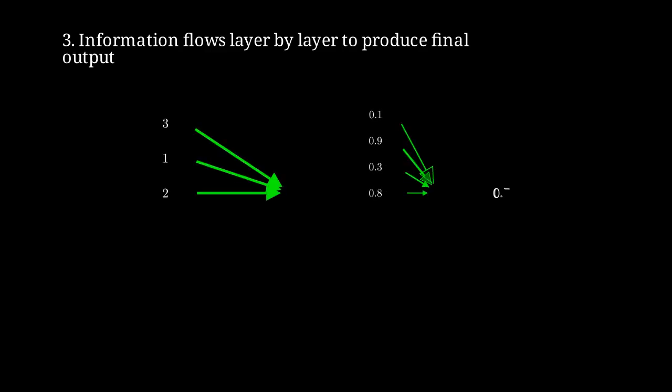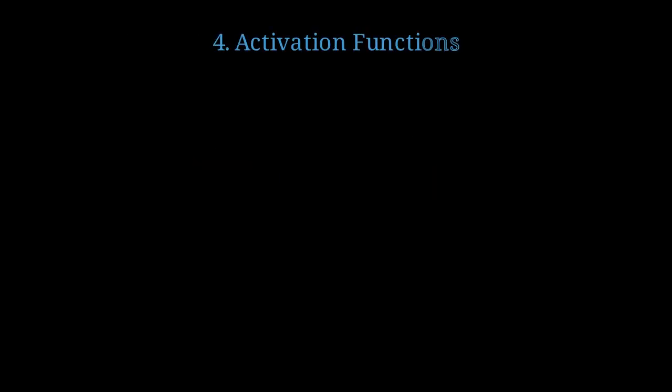Here's an example showing how numerical values flow through the network. Input values 2, 1, and 3 are processed to produce intermediate values in the hidden layer, which finally result in an output of 0.7. Activation functions are crucial components that introduce nonlinearity.